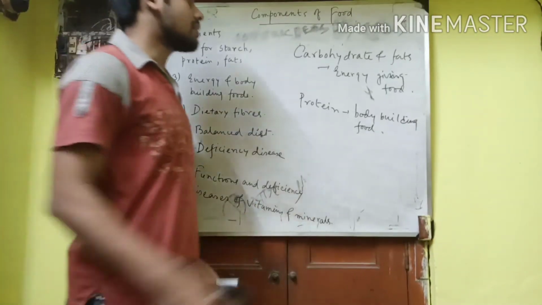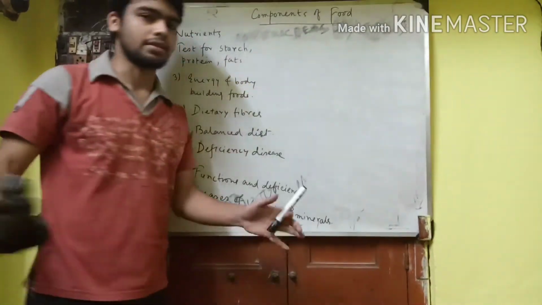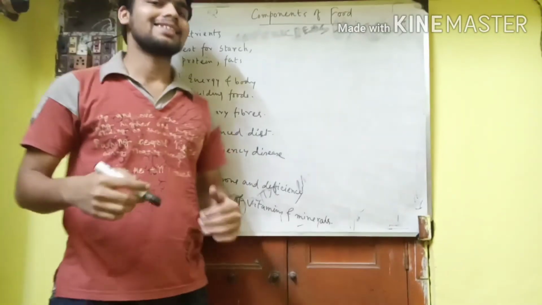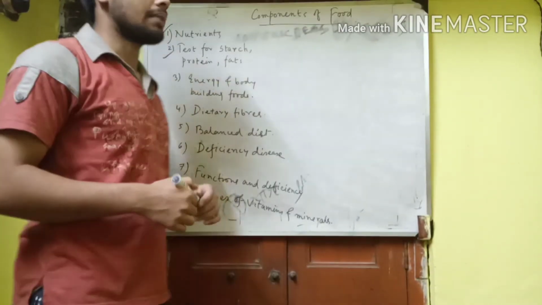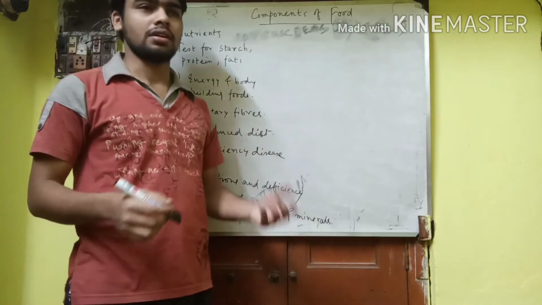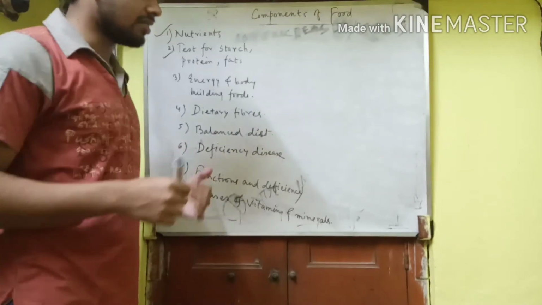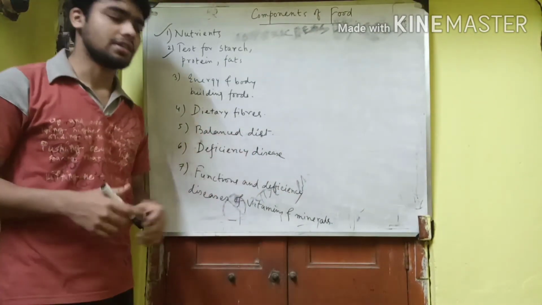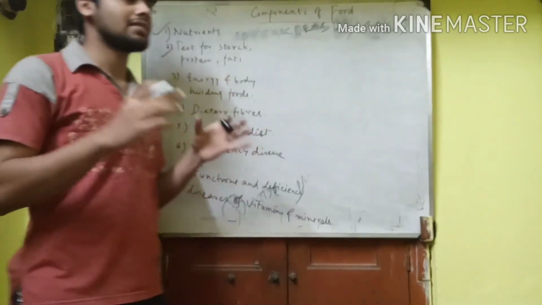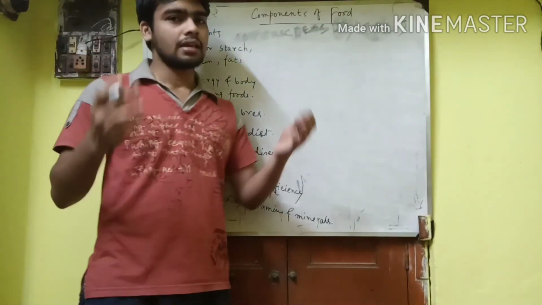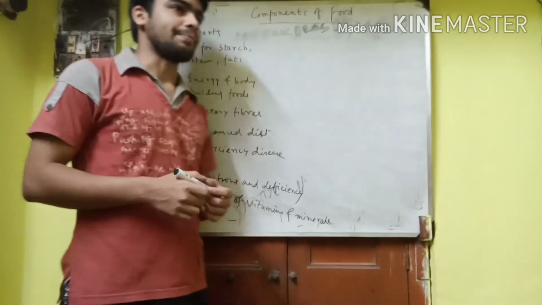Besides all these nutrients, that is carbohydrates, proteins, fats, vitamins, minerals, and water, our body still needs some roughage and fibers for some of our essential needs. These are the dietary fibers. Dietary fibers are the roughage, and they mainly come from plant products.